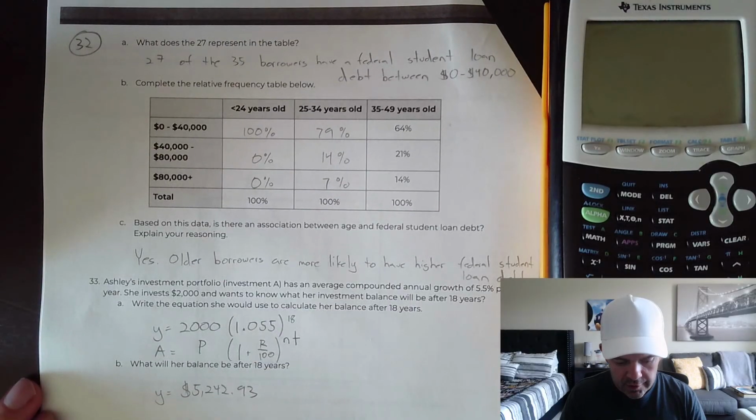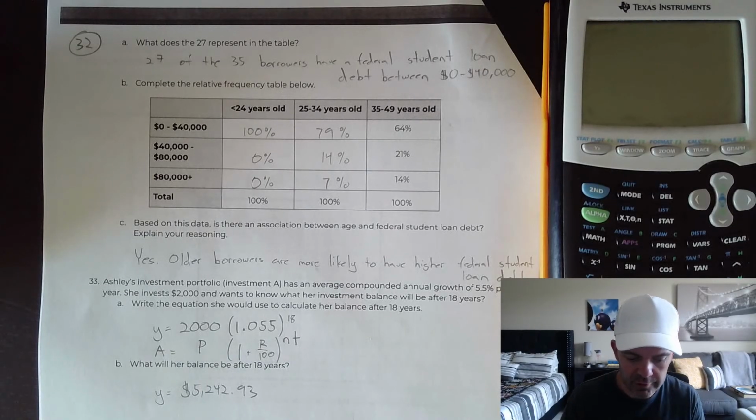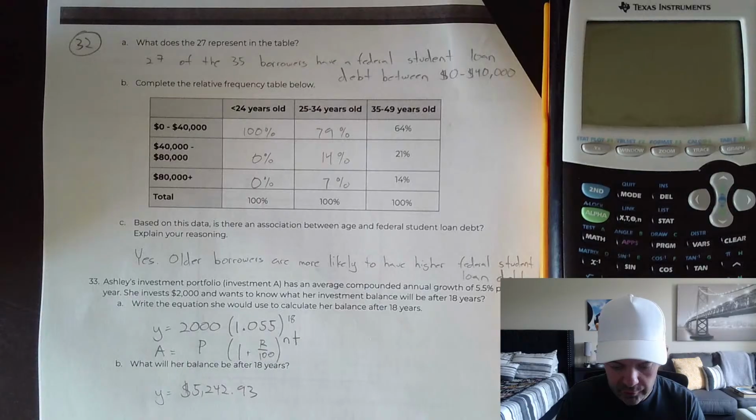Okay, cool. So the first part is asking, what does 27 represent in the table? So 27 was just saying 27 of the 35 borrowers had a federal student debt loan between $0 and $40,000. So that one was pretty easy, nothing really tricky there. This next one is a little bit weird.